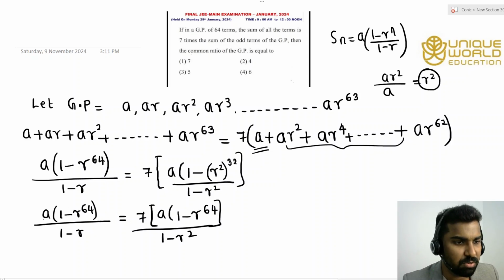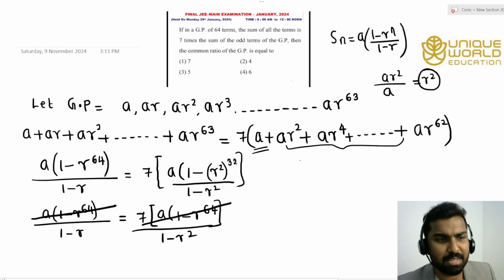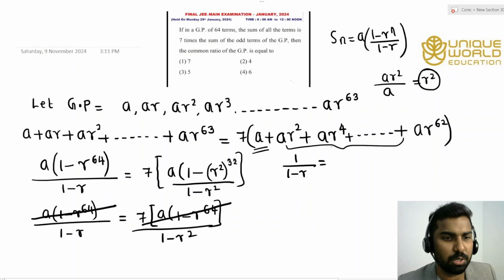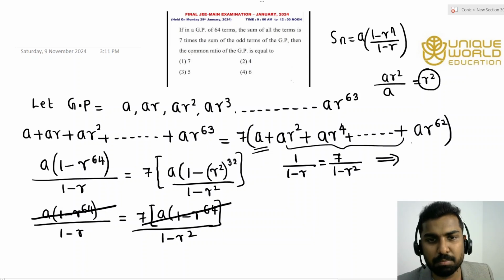That's fine. So if you are observing clearly, a into 1 minus r to the power 64 is here, and here also a into 1 minus r to the power 64. Simply I can cancel. Now what is pending? 1 divided by 1 minus r will be equal to 7 divided by 1 minus r square. From here you have to find the value of r. You can easily simplify, right? How will we simplify here?